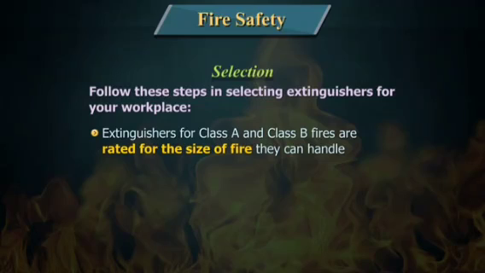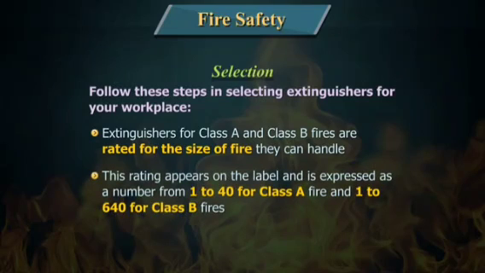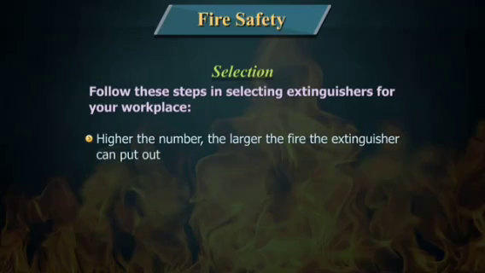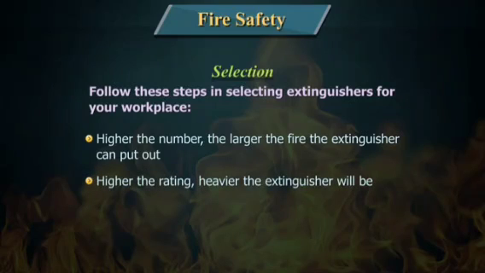Extinguishers for Class A and Class B fires are rated for the size of fire they can handle. This rating appears on the label and is expressed as a number from 1 to 40 for Class A fire and 1 to 640 for Class B fires. The higher the number, the larger the fire the extinguisher can put out. However, the higher the rating, the heavier the extinguisher will be.